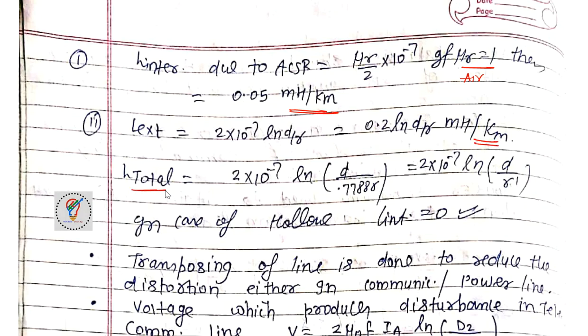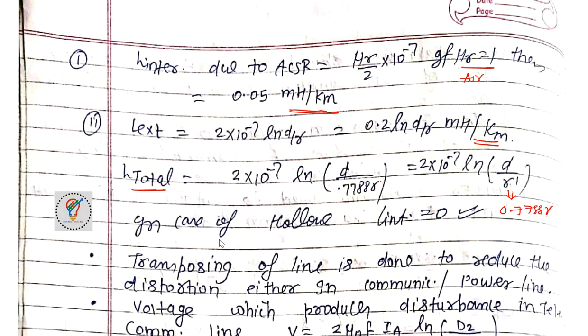Then total inductance L is equal to 2 into 10 power minus 7 into ln of d by r dash. Why? Because when you add these two formulas, it becomes r dash. What is this r dash? It is nothing but 0.7788 times r.